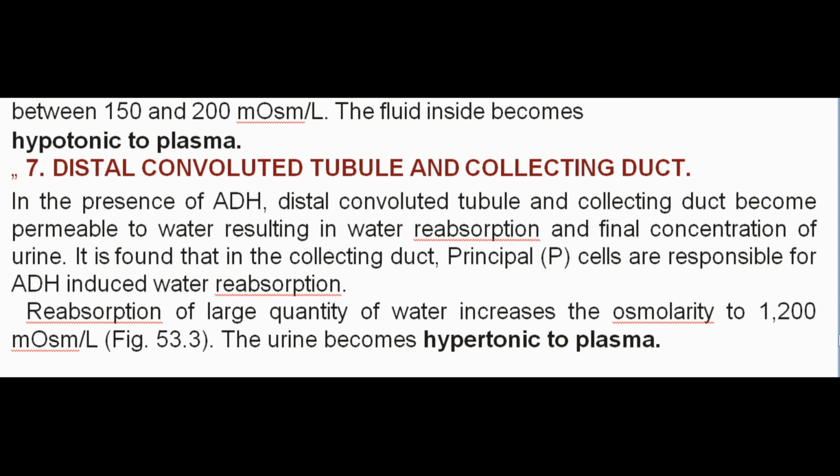7. Distal convoluted tubule and collecting duct. In the presence of ADH, distal convoluted tubule and collecting duct become permeable to water resulting in water reabsorption and final concentration of urine. It is found that in the collecting duct, principal, P, cells are responsible for ADH-induced water reabsorption. Reabsorption of large quantity of water increases the osmolarity to 1200 mOsm/L, Fig 53.3. The urine becomes hypertonic to plasma.